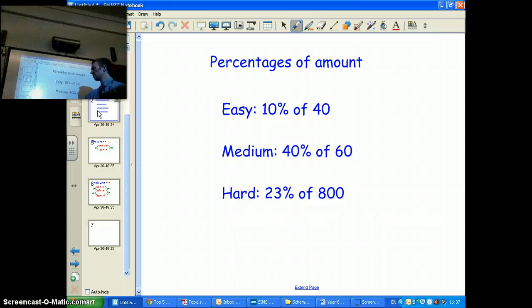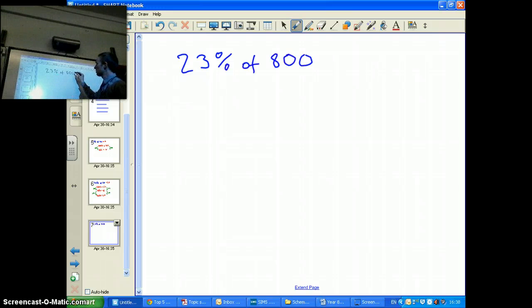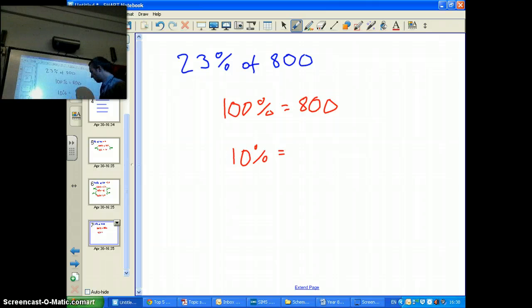So this was 23% of 800, okay? Now initially this might look way too hard to do without a calculator, but using this step-by-step guide we've just learned, it should be pretty easy. So first of all, I know 100% is 800. The first thing I always want to find out is what 10% equals, okay? So I know that 10%, hopefully you can see now, all I have to do is divide by 10, and so 10% of 800 is 80.